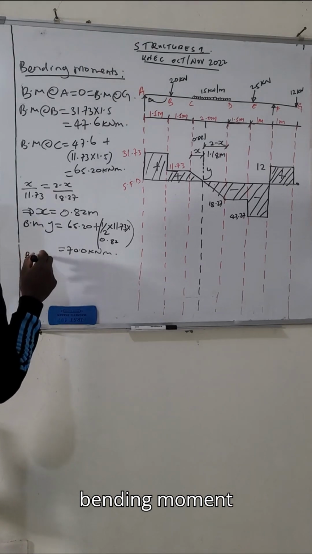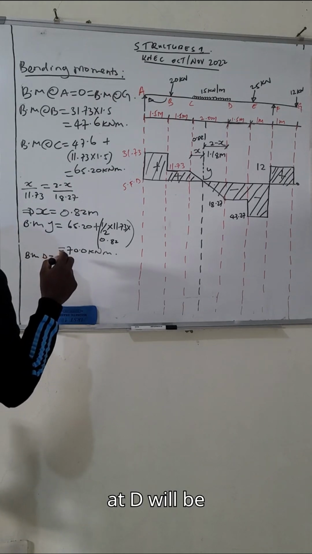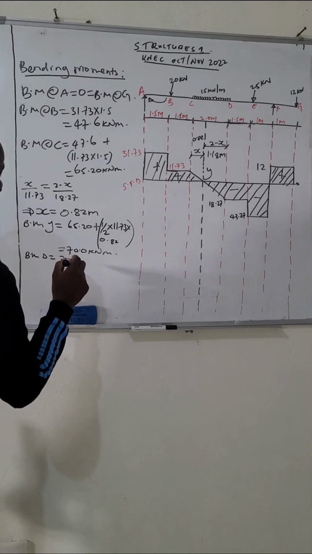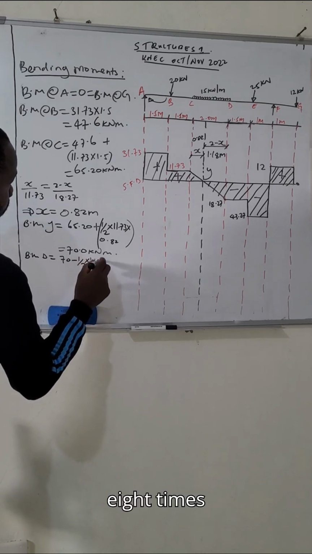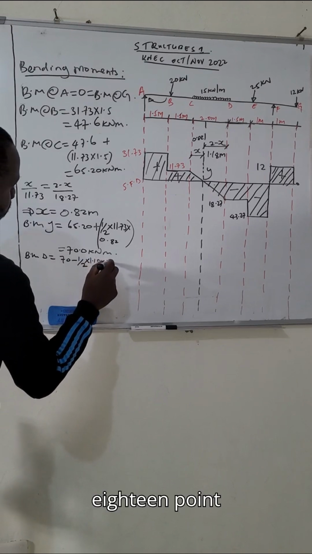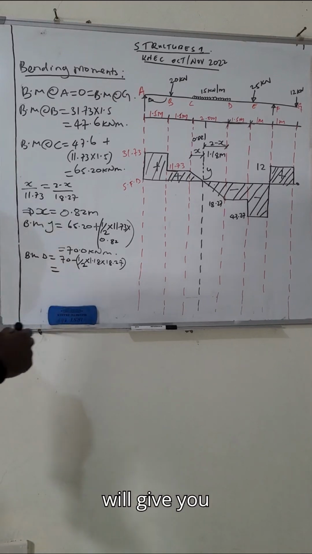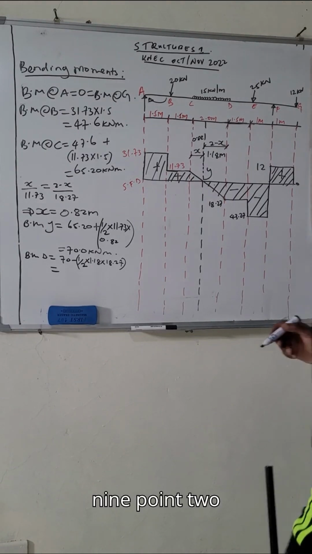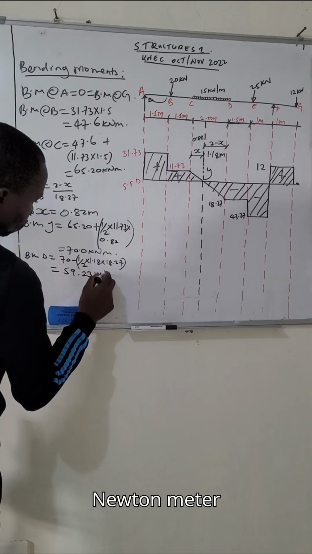Bending moment at D, from bending moment at Y, which is 70, minus a half times 1.18 times 18.27. So this one will give you 59.23 kilonewton meter.